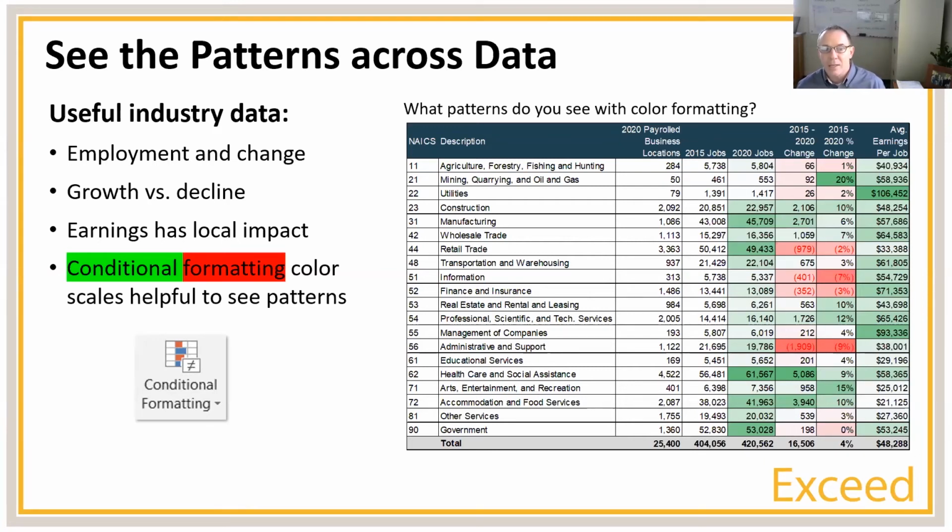Then I want to look at the total jobs there, because industries with the large jobs are obviously very important. So I'm going to look at those and look how they changed.